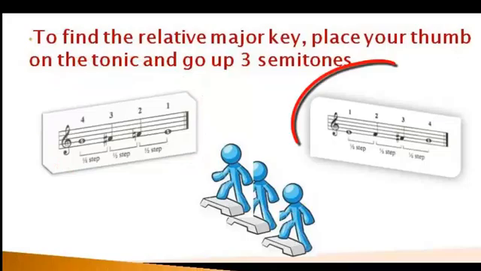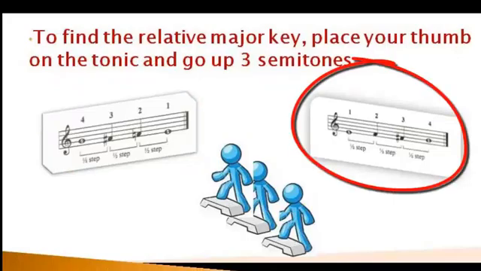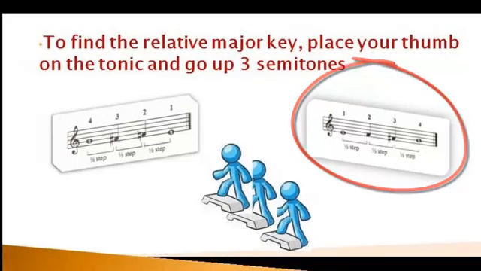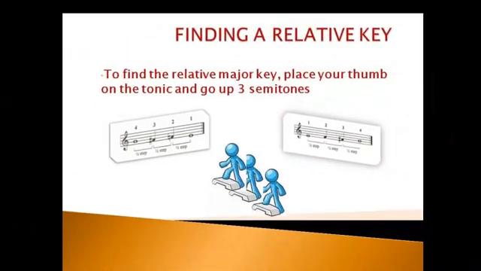You're going to do the opposite to find the relative major. You would put your thumb on E. If you're in E minor and you want to find E minor's relative, you're going to go E with your thumb, finger 2 on F, finger 3 on F sharp, and finger 4 on G. The challenge is remembering the order, whether you're going up or whether you're going down.